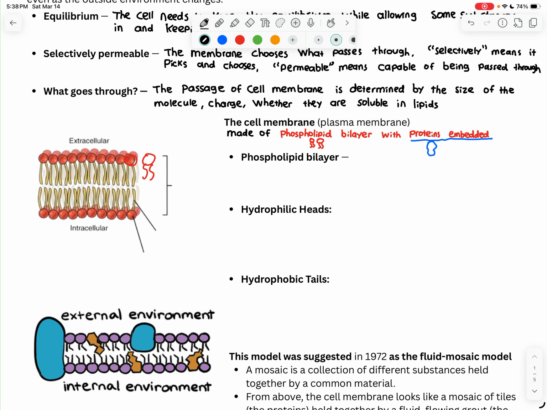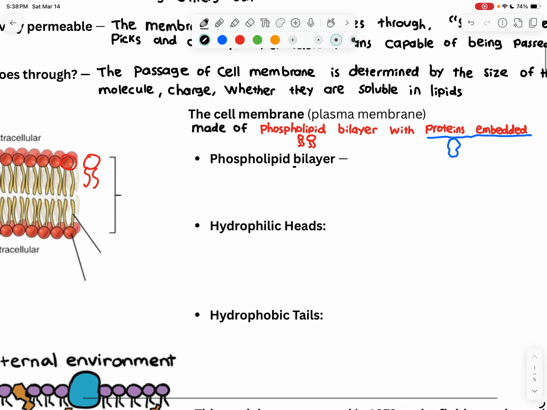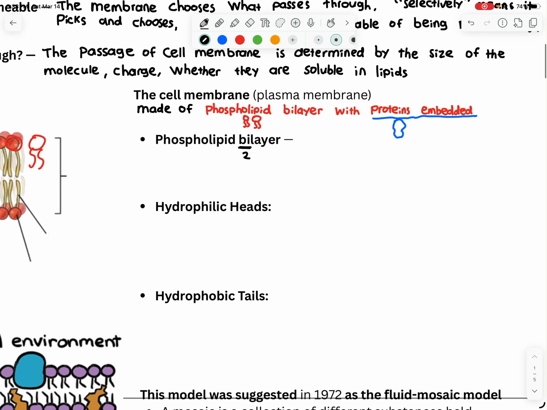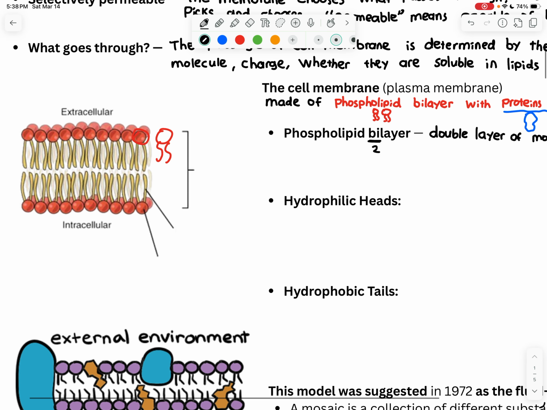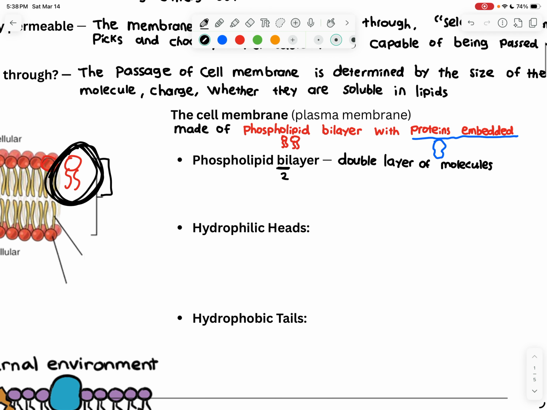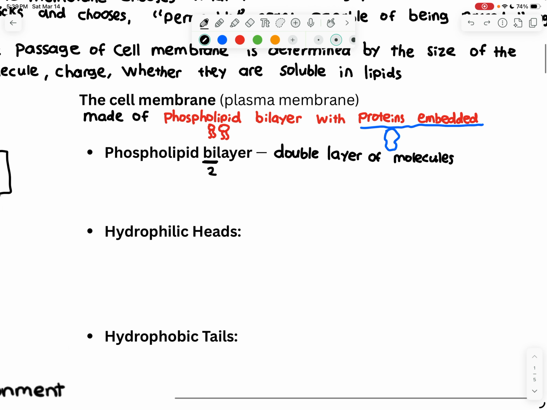So phospholipid bilayer, bi over here means 2, okay? So it is simply a double layer of molecules called phospholipid, okay? Phospholipid is just literally this thing over here. This is your phospholipid, okay? It's just when you have one on the top and one at the bottom, it's 2 layers, okay?